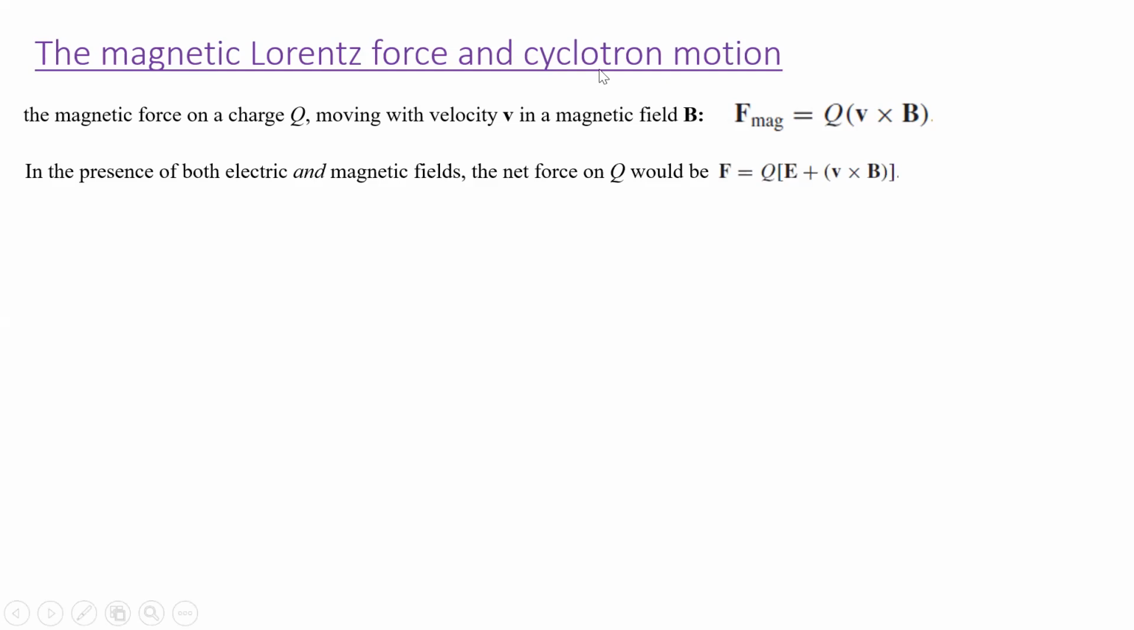If we have both electric and magnetic fields, the net force on q would just be q times, we know that the electrical force is qE, so it'd be qE plus v cross B. So this is the most general expression for force when we have electric and magnetic fields.